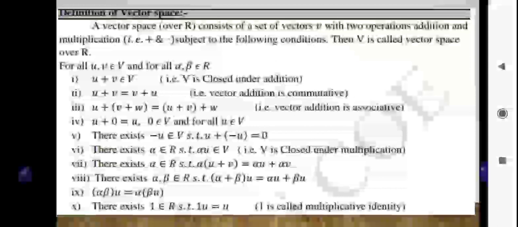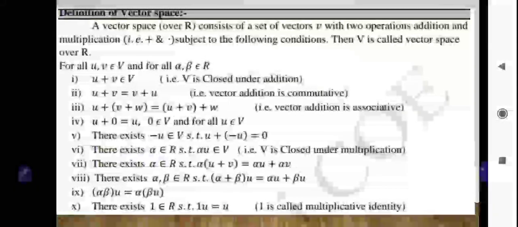Now, if a set V satisfies all these 10 properties, then we call that set V a vector space. If at least one condition is not satisfied, then that set V is not a vector space. So, this is our definition of vector space.